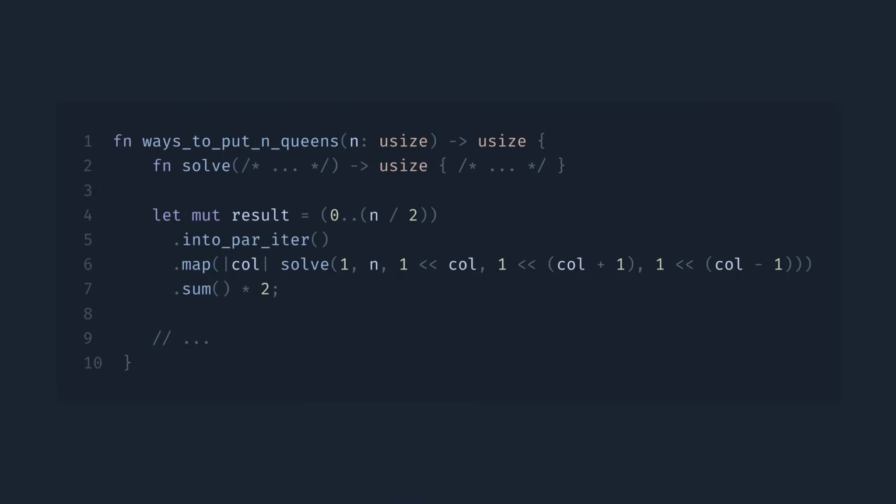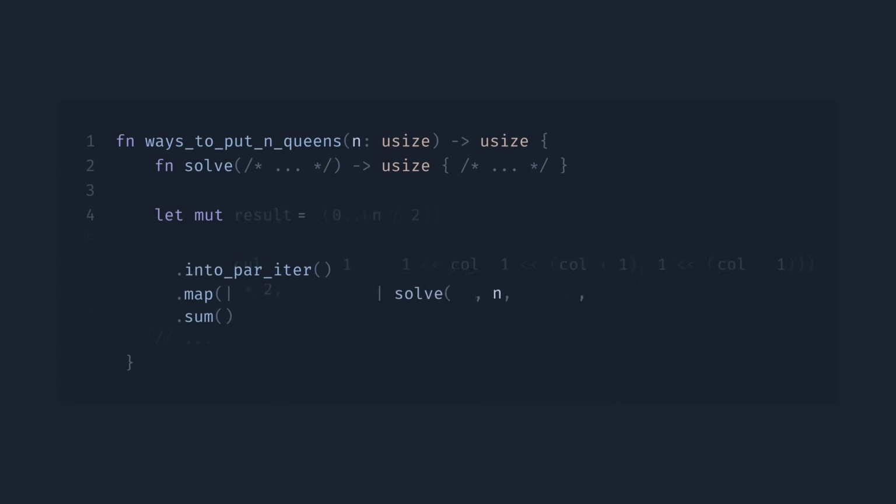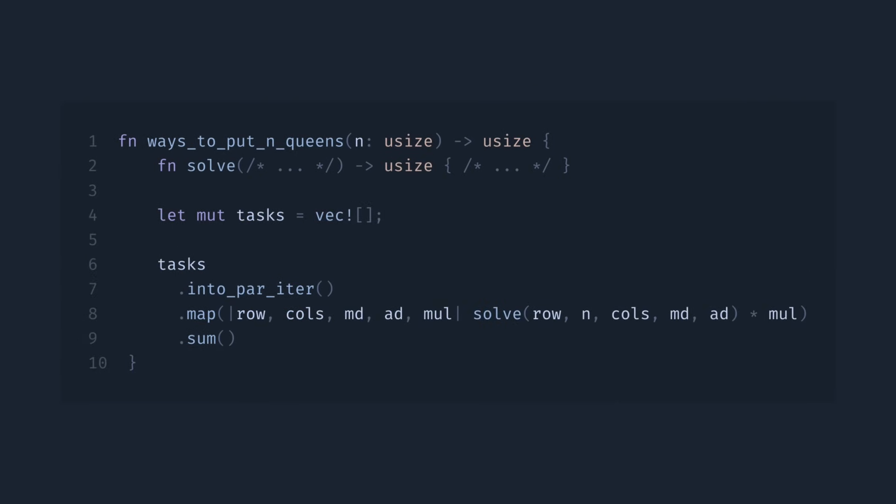So let's implement it. Again, our solve function remains the same, but instead of iterating through columns, we will need a collection of tasks like this. We will put everything we need to calculate in this vector. So first change is that we can just return the total sum as a result now. And second change is, since we need to also pass a multiplier here, for our symmetrical task, it will be 2. And for the central column, it will be 1.